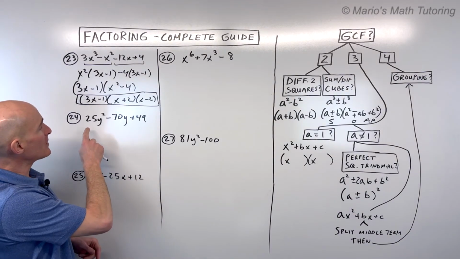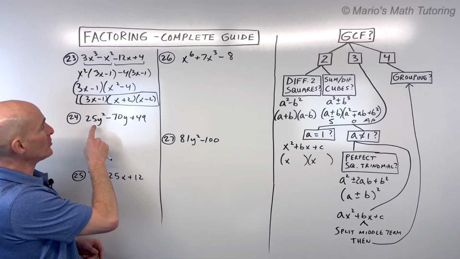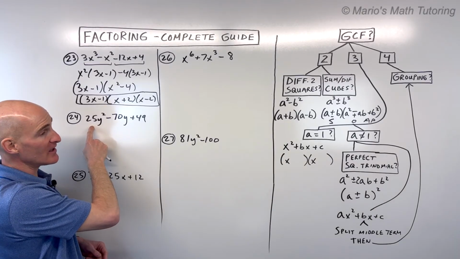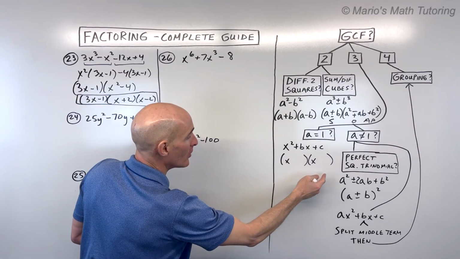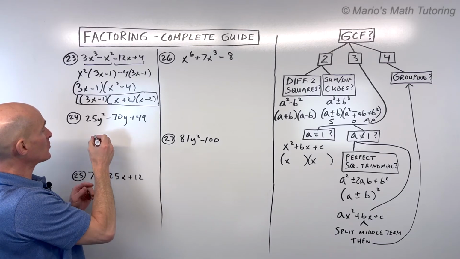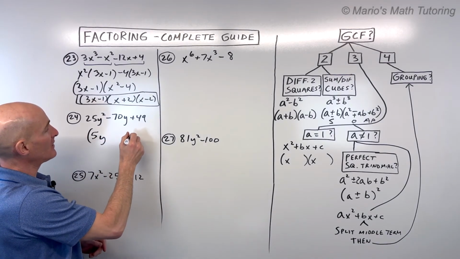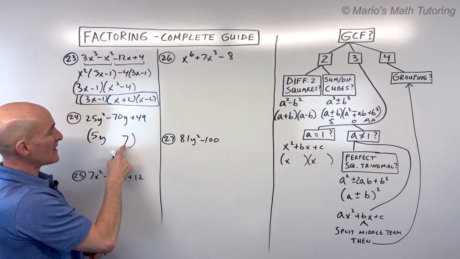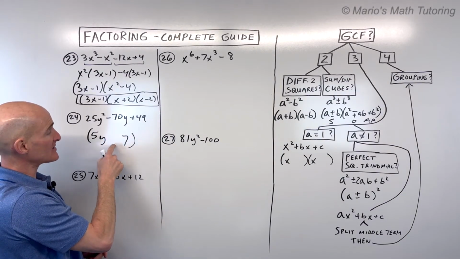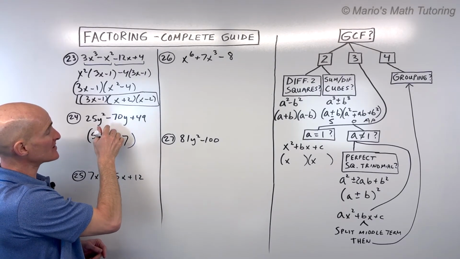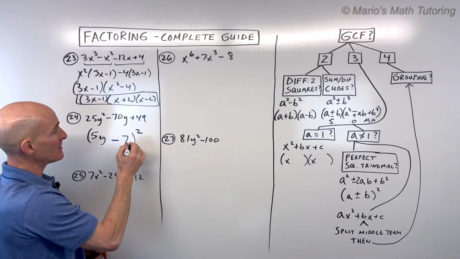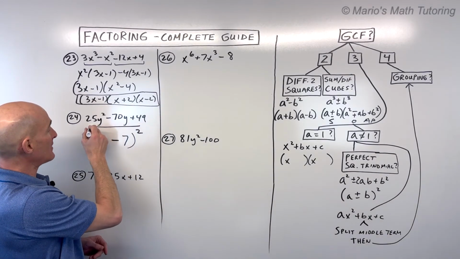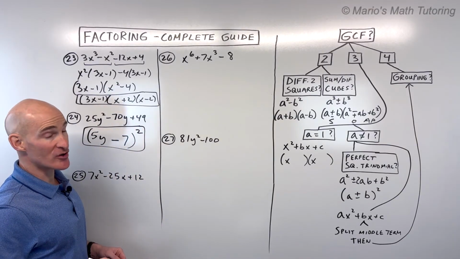For 24, what do you think about this one? It's a trinomial. There's not a greatest common factor. Leading coefficient's not 1. Is it a perfect square trinomial? Well, let's check. 25y squared, that's 5y times 5y. 49, that's 7 times 7. Is 5y times 7 doubled 70y? Yeah, it is. That's 35y doubled to 70y. Now, because this is negative, this is going to be minus, and the quantity squared. If this was plus 70y, this would be plus 7. So that was kind of an easy one if you recognize it's a perfect square trinomial.